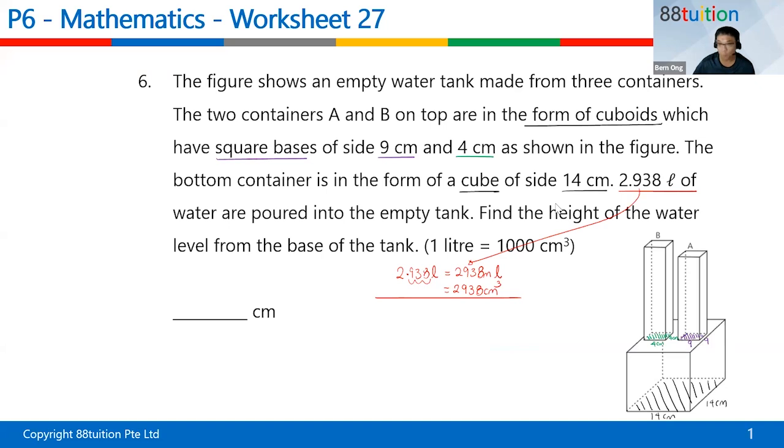So down here, we know that 2.938 liters is actually 2,938 cm cube. Yeah, Raha, thank you. You told me also. Thank you so much.